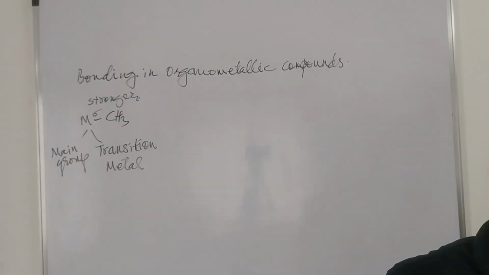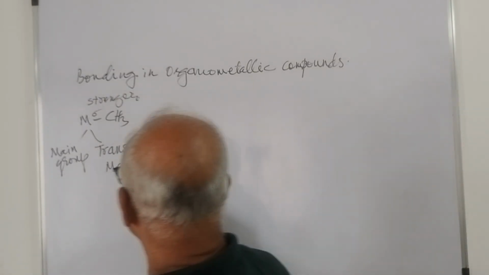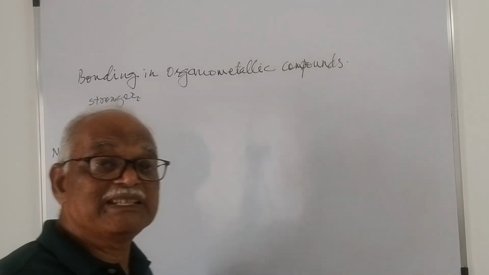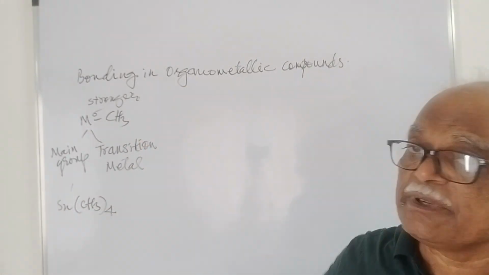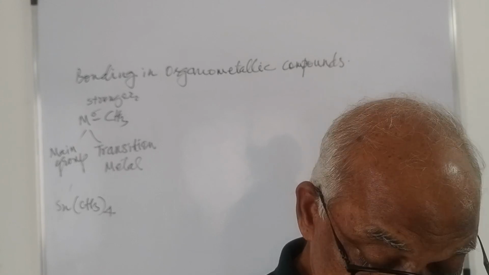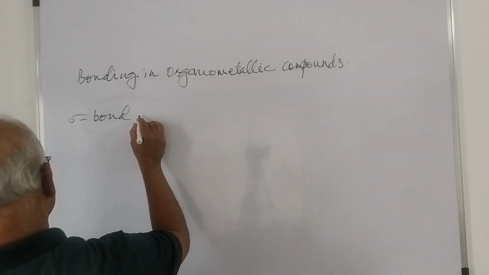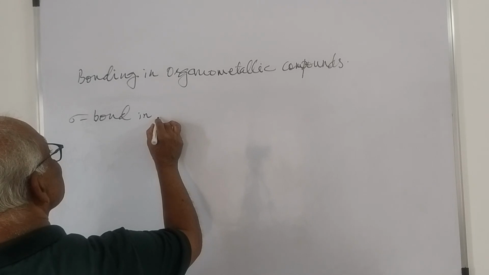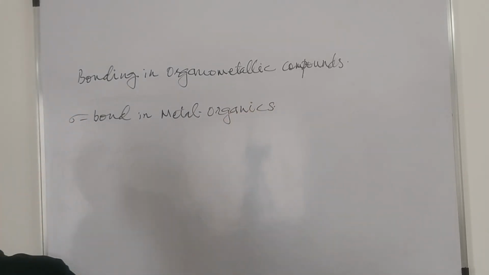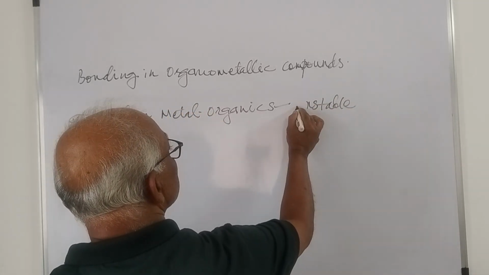This bond is also relatively stable in the case of main group metals, for example Sn(CH3)4, that is tetramethyltin. We have seen a variety of examples in such cases. Now we will try to understand this sigma bond in organometallics or metal organics. This is usually unstable.